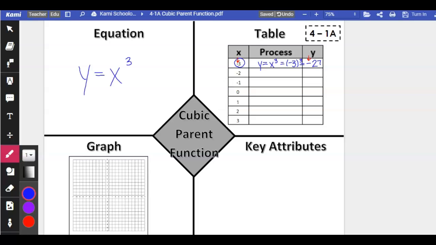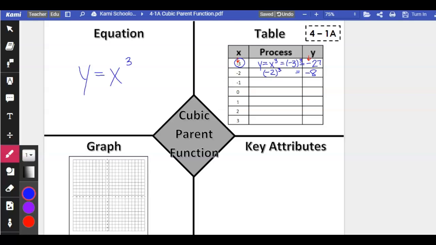So I'm going to do one more for you, and then I'm going to give you time to pause the video and finish finding the y values for that cubic parent function. So again, y is equal to x cubed. So if I take x and I cube it, not just the 2, but the -2. -2 times -2 is 4, and another -2 times 4 is -8. Again, notice that the sign is preserved. Both x and y are negative.